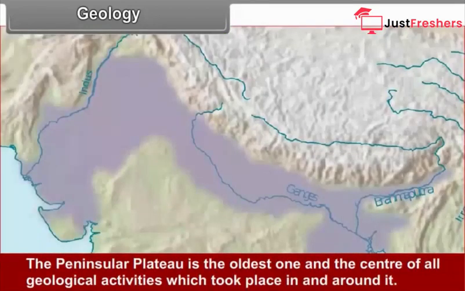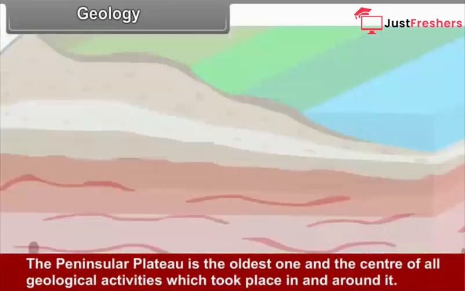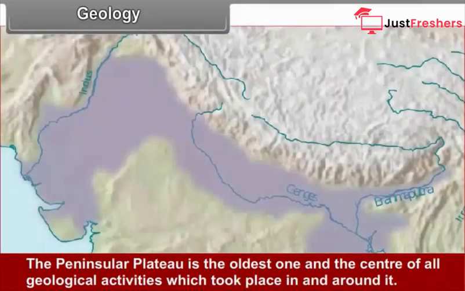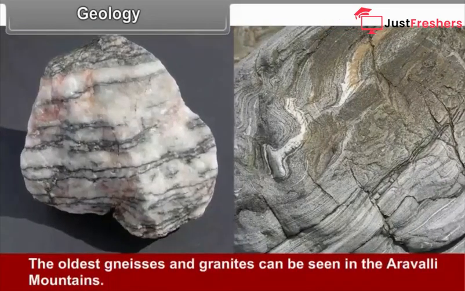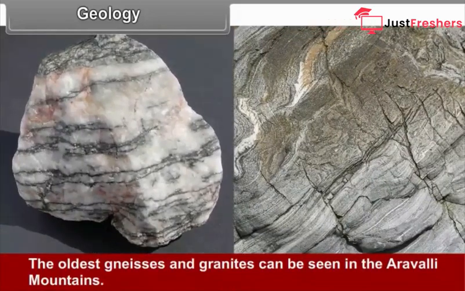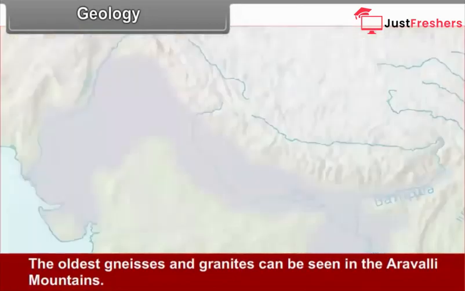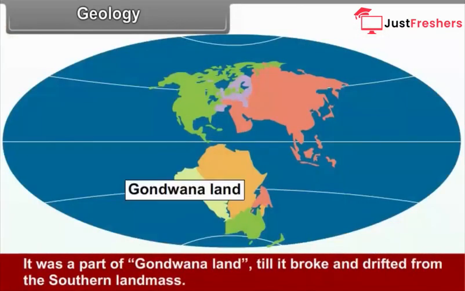The Peninsular Plateau is the oldest one and the center of all geological activities which took place in and around it. The oldest gneiss and granites can be seen in the Aravalli Mountains. It was a part of Gondwana land till it broke and drifted from the southern land masses.